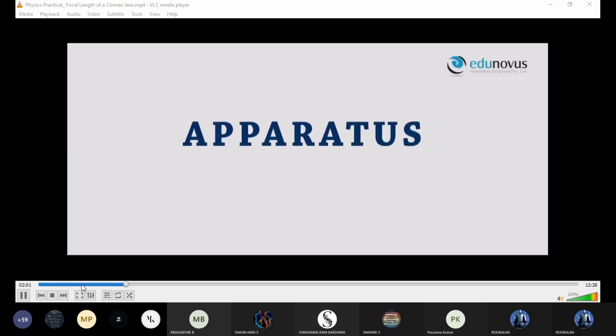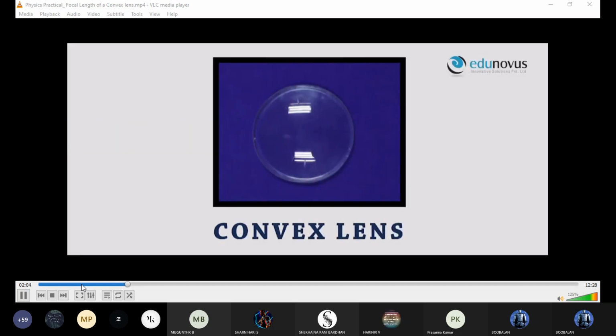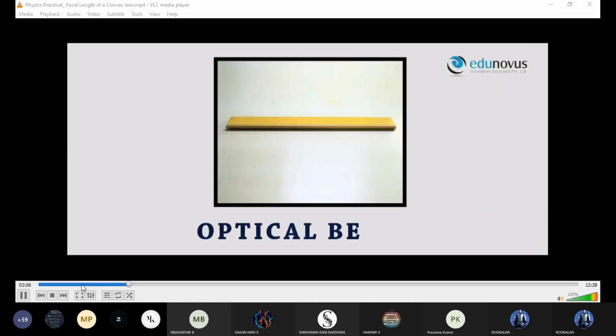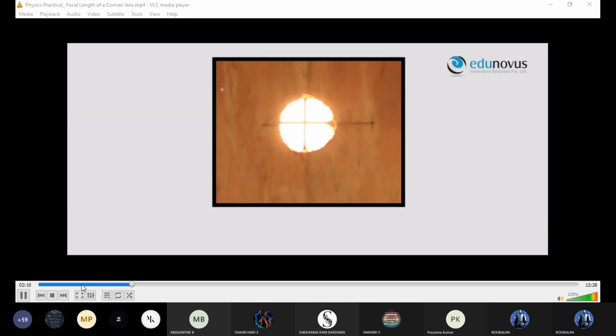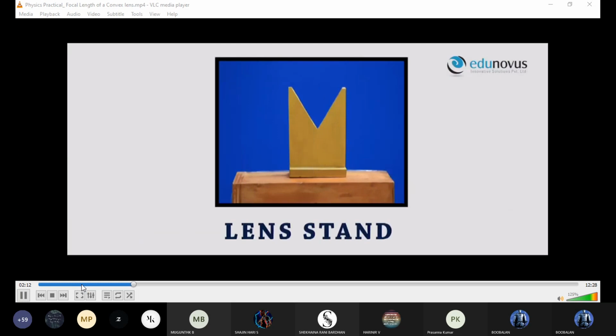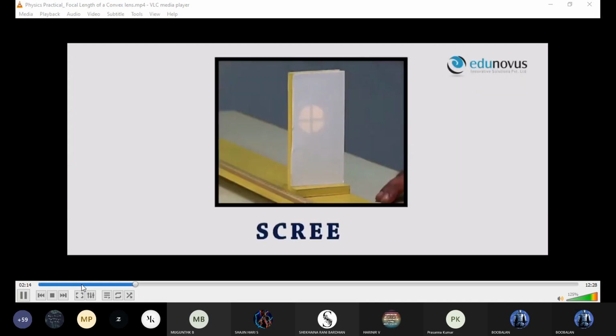Apparatus: convex lens, optical bench, object, lens stand, and screen.